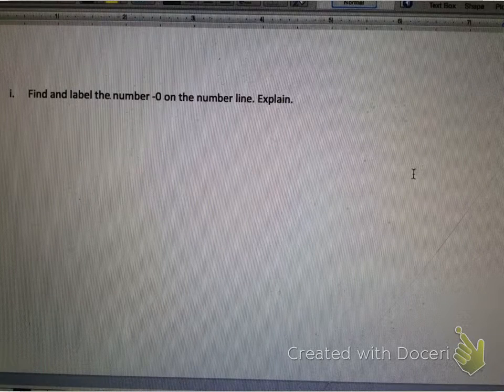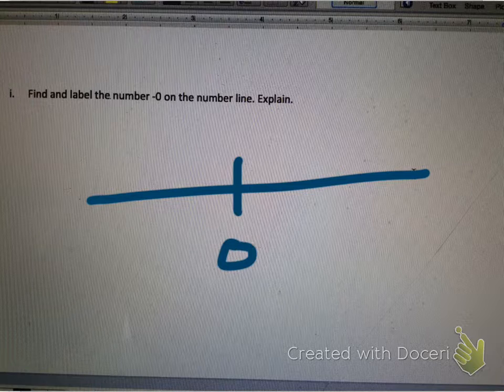For the last question, it says find and label the number -0 on the number line. Well, on a number line, -0 means the opposite of 0. It's just itself, because 0 is the same distance from 0 as itself. So your answer would just be 0.